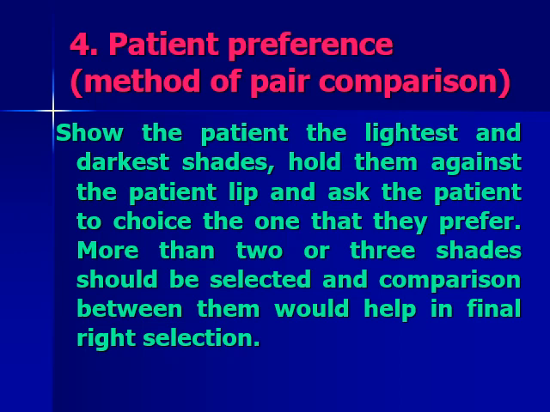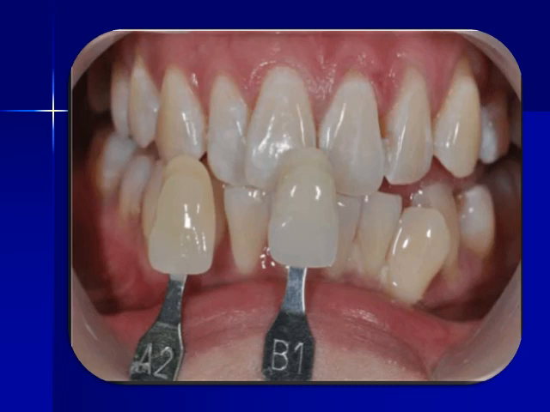Sometimes more than two, maybe three shades should be selected, and the comparison among them will help in the final right selection. As shown in this figure, the two on the left side and the right side, one lighter and one darker, and ask the patient which one is preferred. This is the best method for the selection of the shade when the teeth are present.